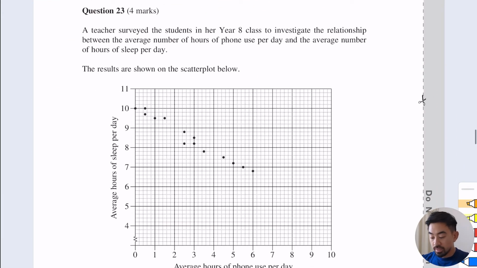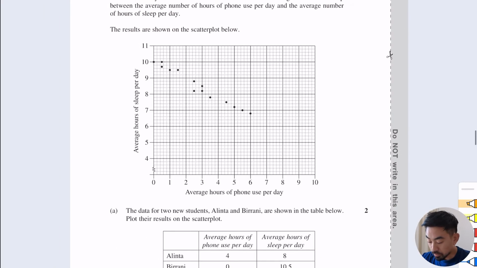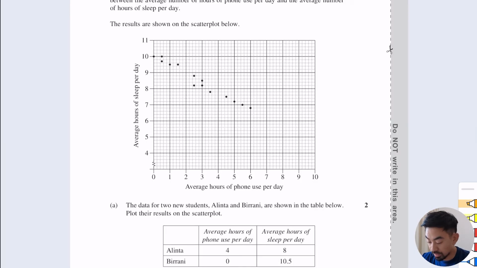23. A teacher surveyed the number of students in her Year 8 class to investigate the relationship between the average number of hours of phone use per day and the average number of hours of sleep per day. The results are shown in the scatter plot. So on the y-axis, you've got average amount of sleep and average amount of phone use. So according to this, the more phone use you use, the less average amount of sleep you're going to get. The data for two new students, Alinta and Birani, are shown in the table below. Plot the results on the scatter plot.